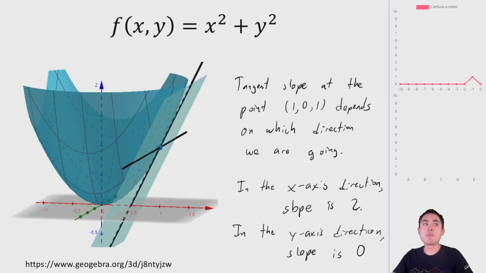And so here we have two different directions, and what we're asking for is the slope in each of the different tangent directions, and that gives us our partial derivatives.